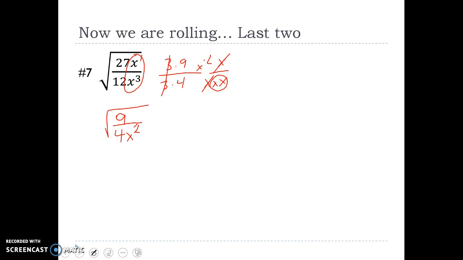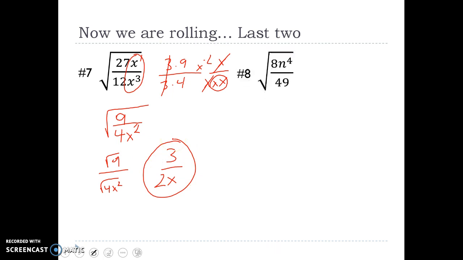So then I could just think about this as the square root of 9 on top and the square root of 4x squared on the bottom. And so the square root of 9 we know is 3, and the square root of 4x squared is 2x. Square root of 4 is 2, and the square root of x squared is just x. So my final answer is 3 over 2x.